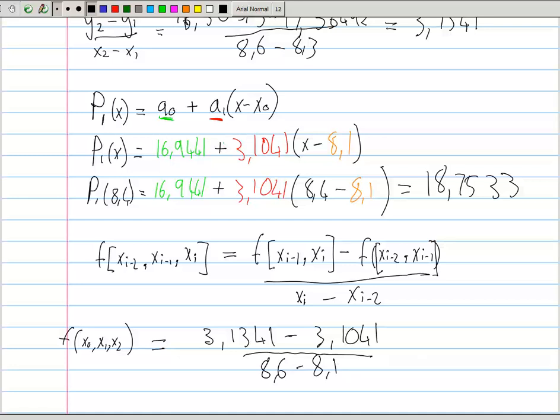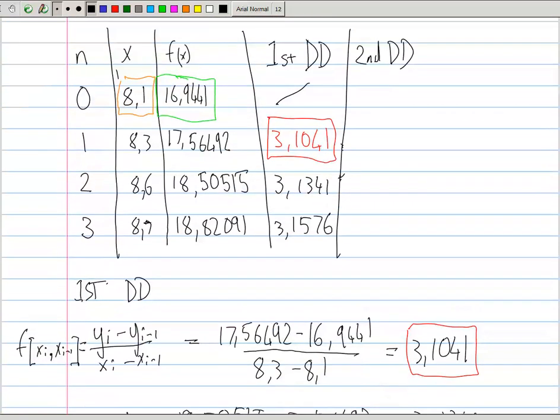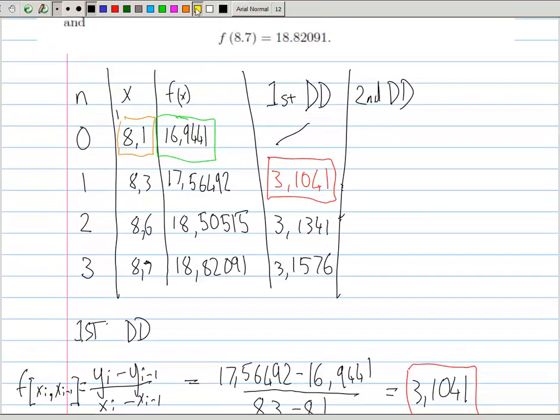Just so you can see where those numbers come from, I'm just going to scroll up to our table because it's quite nice to see graphically. We are taking this minus this, divided by this minus this. Just going to clear those.